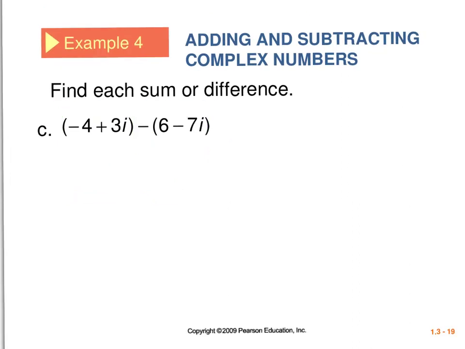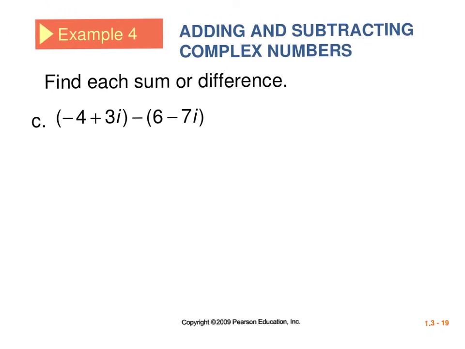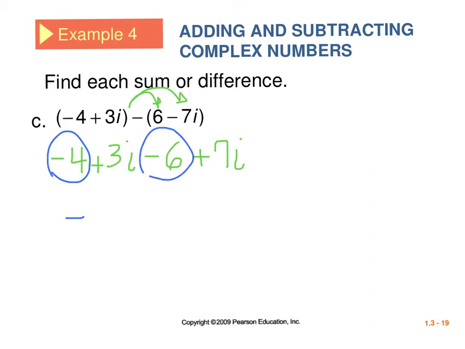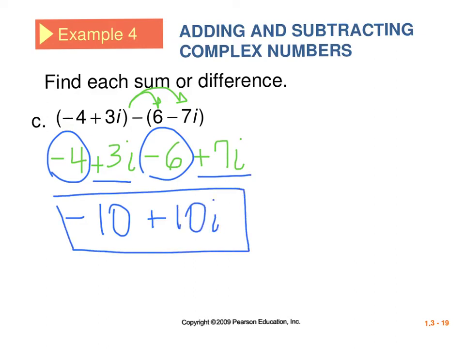Subtraction works in the same fashion, except I need to make sure that I am distributing this negative. So when I do that, I get negative 4 plus 3i minus 6 plus 7i. Put together my real number parts. Negative 4 and negative 6 is negative 10. And 3i and 7i make 10i. And it's in standard form, so I am completed with that problem.